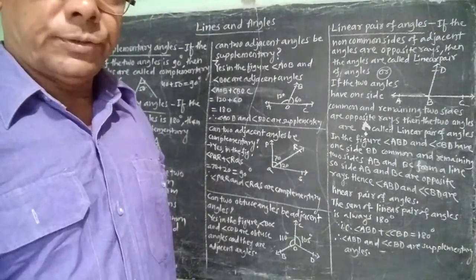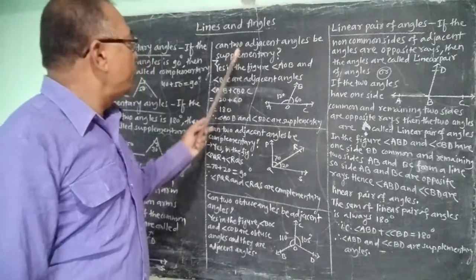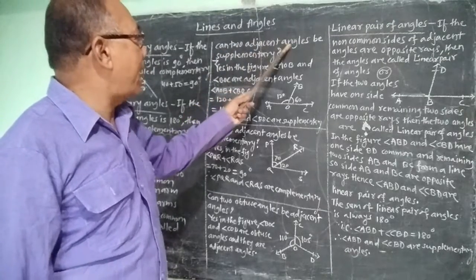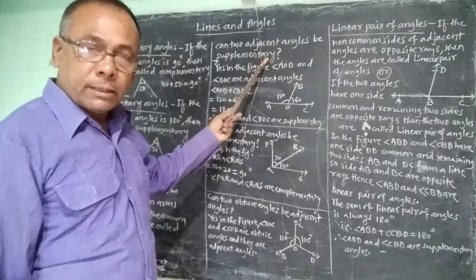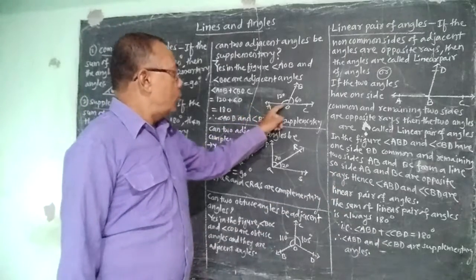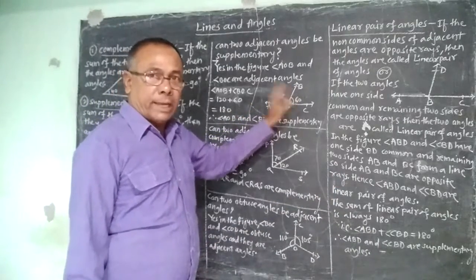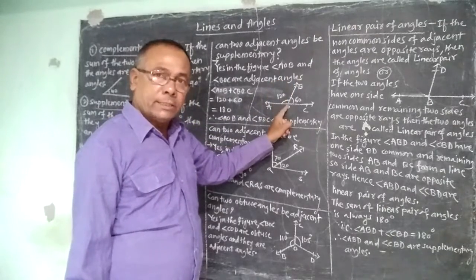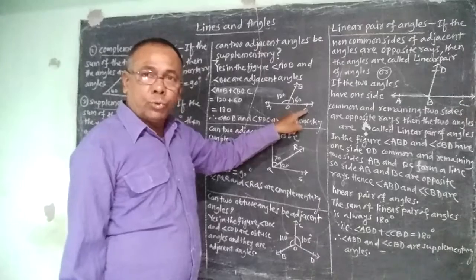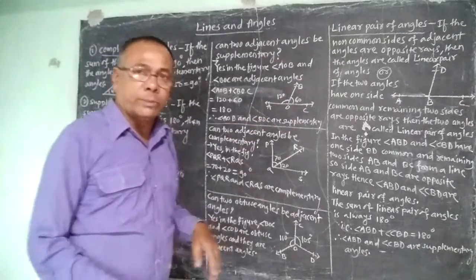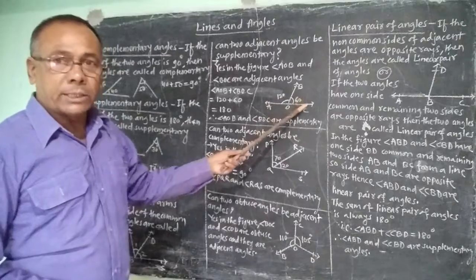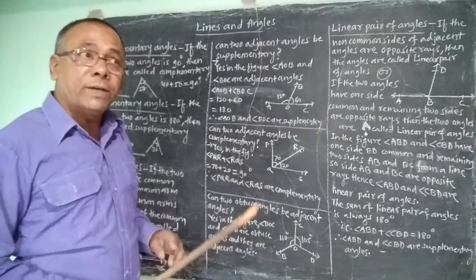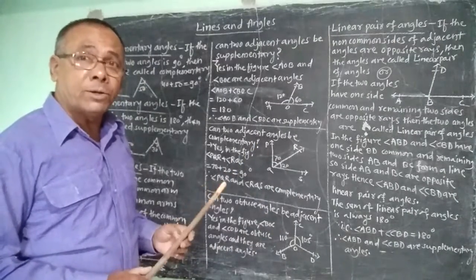So here three questions arise related to adjacent angles. The first question is: can two adjacent angles be supplementary? Here AOB and COB, these two angles are shown, and these two angles have one side common. O is a common vertex. OA and OC, the two non-common sides, are on either side of the common side, and therefore these two angles are adjacent angles. But we have to see whether these two adjacent angles are supplementary or not.